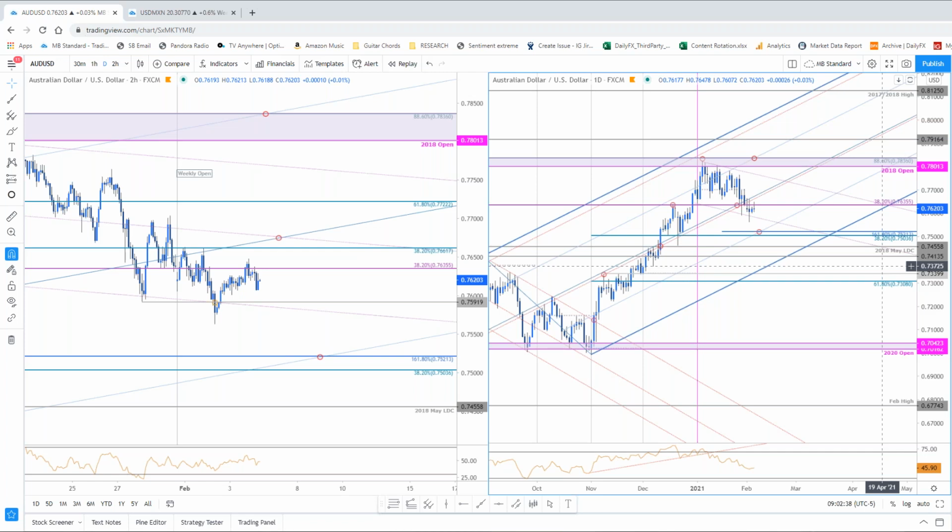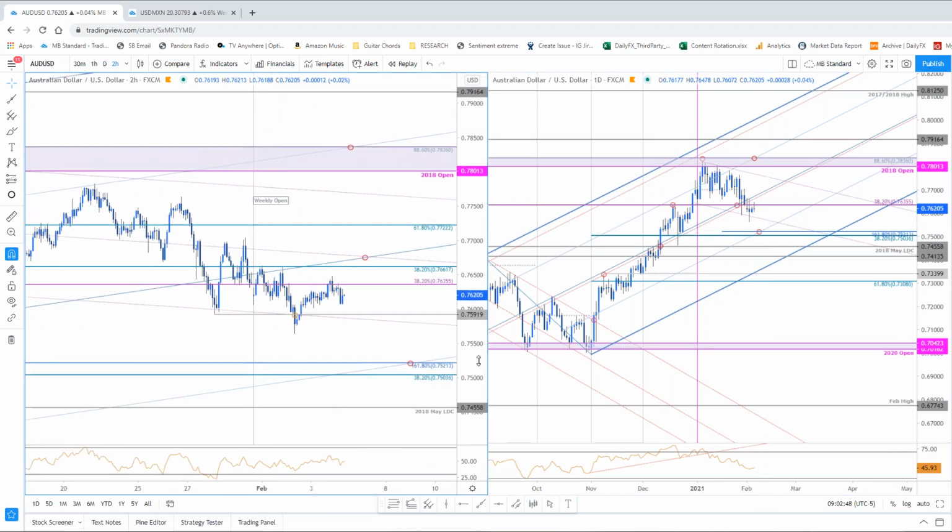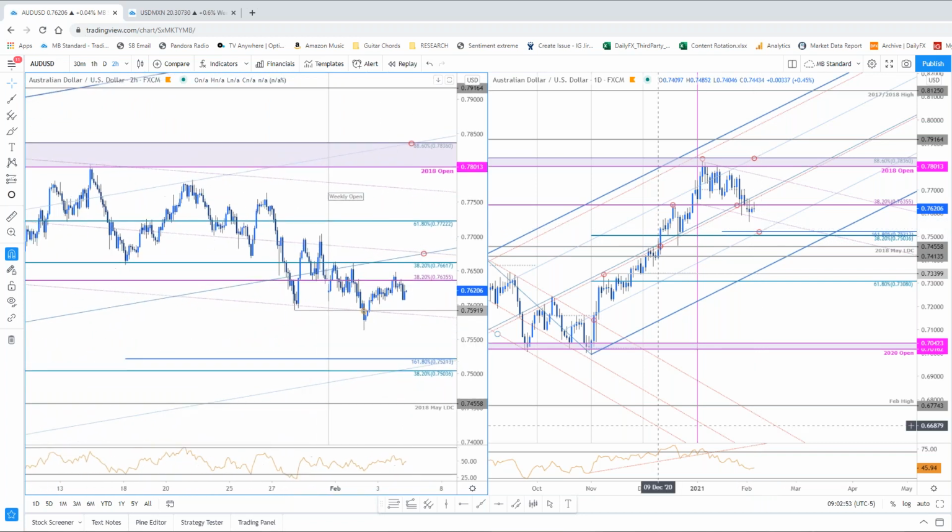Again, gun to my head, all things held constant, I'd be looking for an exhaustion high ahead of this zone for a final drawdown near 75.20s. So that's Aussie. Wish I had a bit more conviction for you guys on that one. I typically love trading Aussie.